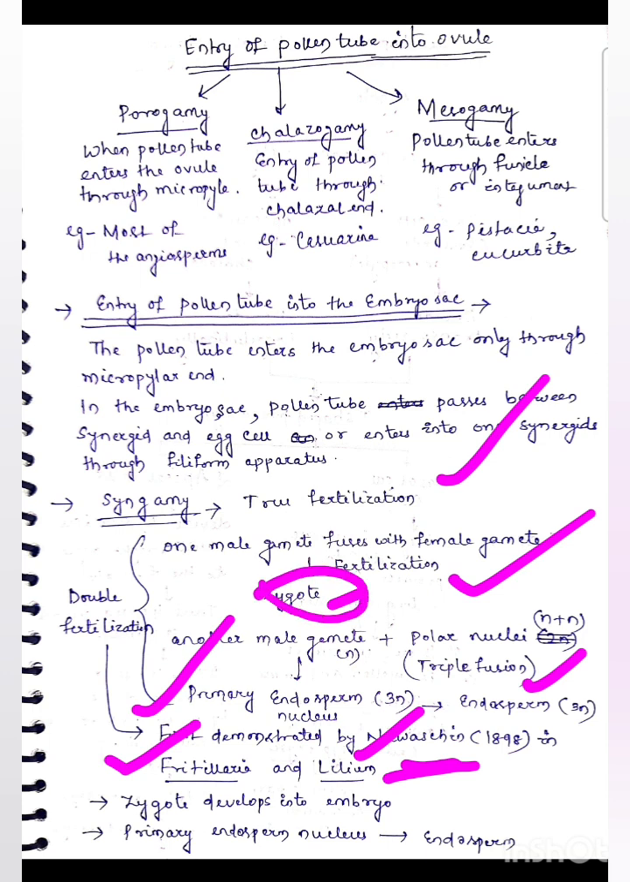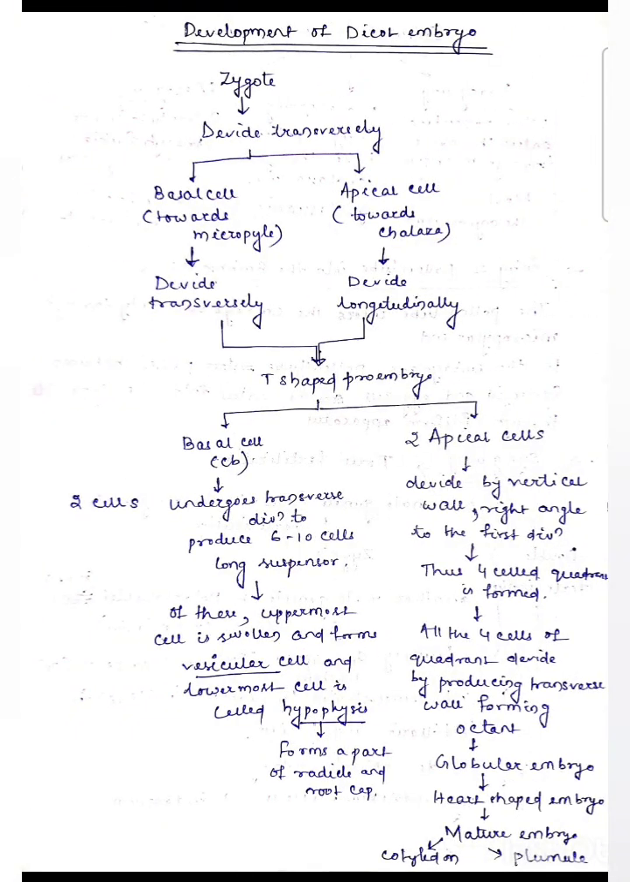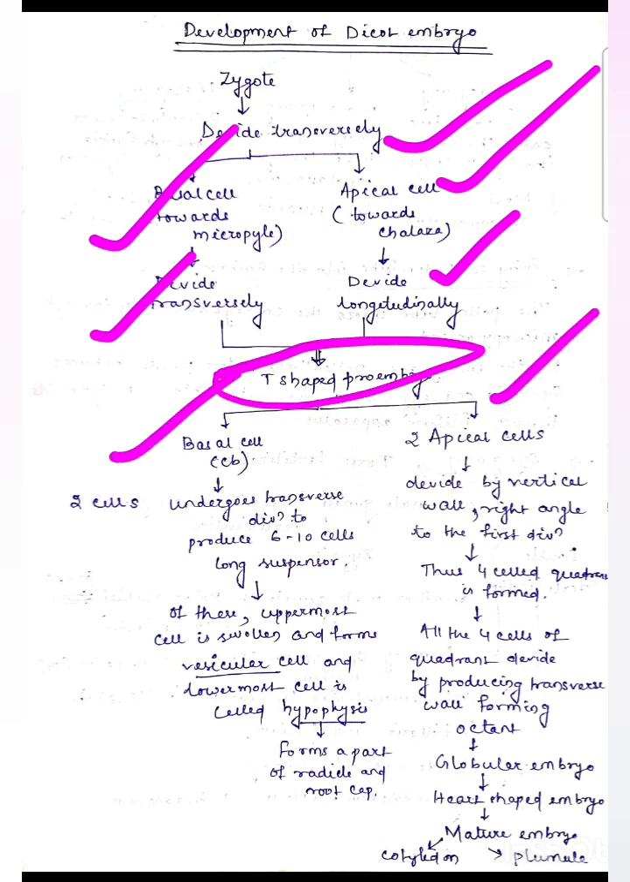The zygote then develops into the embryo, and the primary endosperm nucleus develops to form a mature endosperm. Then development of dicot embryo. How is the dicot embryo developed from the zygote? At first, the zygote divides transversely or periclinally, at 180 degrees, to form a basal cell and an apical cell. The basal cell divides transversely, the apical cell divides longitudinally, so it forms a T-shaped proembryo. Then it has a basal cell and 2 apical cells. The basal cell forms the hypophysis, then radicle, then root cap, all the things which are present in the root section.